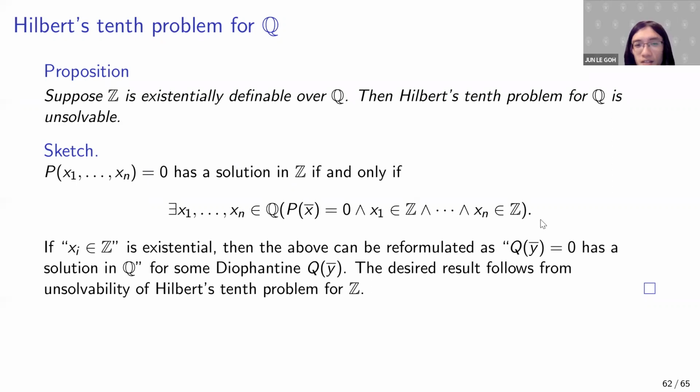And this is, of course, using very strongly the assumption that this predicate here can be defined using an existential quantifier. Because if we had some other quantifiers in here, like a universal quantifier, then we wouldn't be able to express this as a Diophantine equation anymore. That would be a more complicated statement. We wouldn't be able to put it in this nice form.